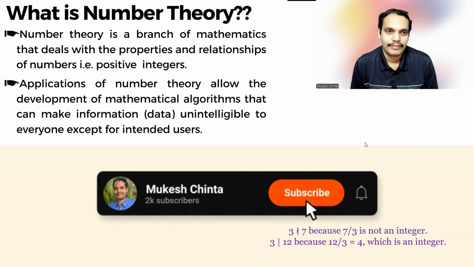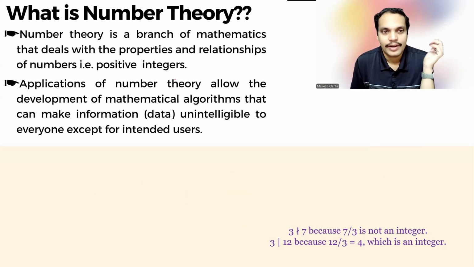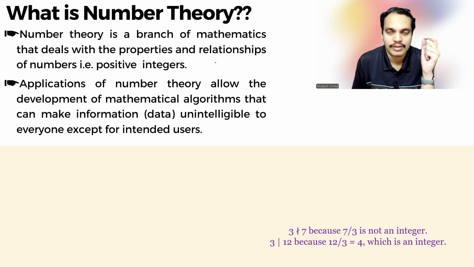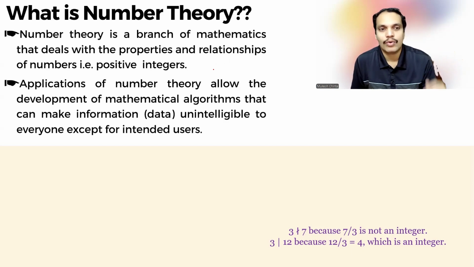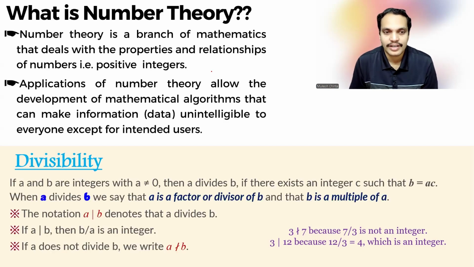What is number theory? The name itself is self-explanatory. Number theory is a branch of mathematics that deals with the properties and the relationships of numbers, that is, positive integers. Applications of number theory allow the development of mathematical algorithms that can make information, that is data that we want to send from one point to another point, unintelligible to everyone except for the intended users. Now let us dig deeper into this.